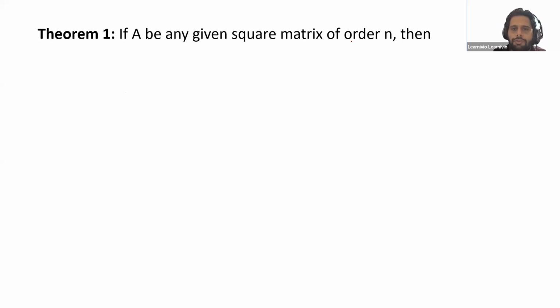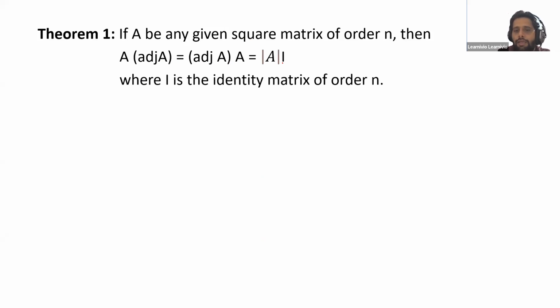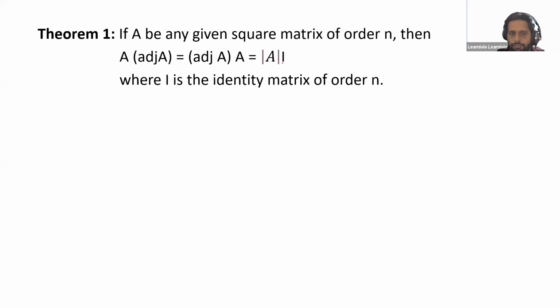Now we will do some theorems. The first theorem is: if A is any given square matrix of order n, then A into adjoint of A is equal to adjoint of A into A, which is equal to determinant of A into I, where I is the identity matrix of order n. We will do the proof of this.